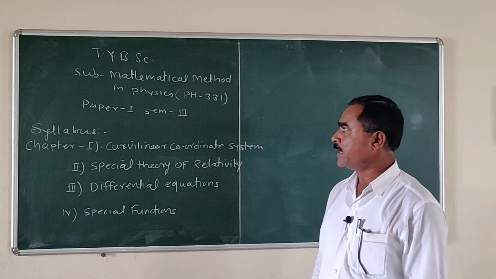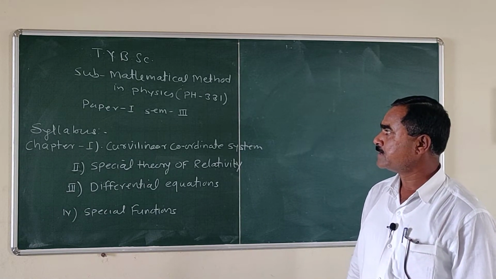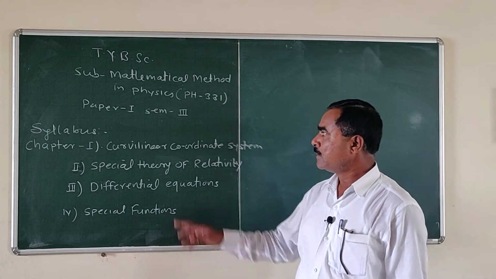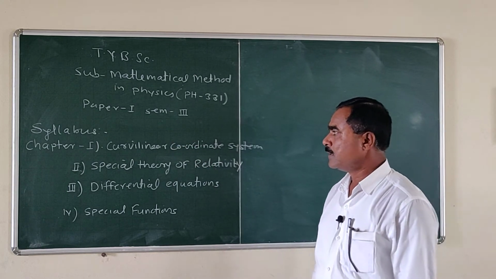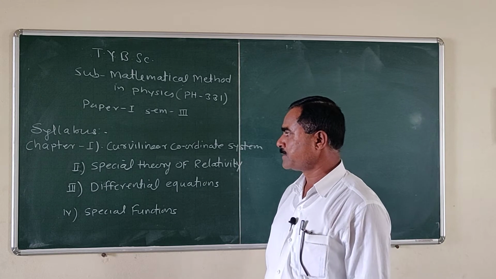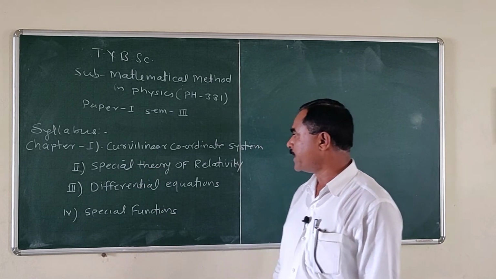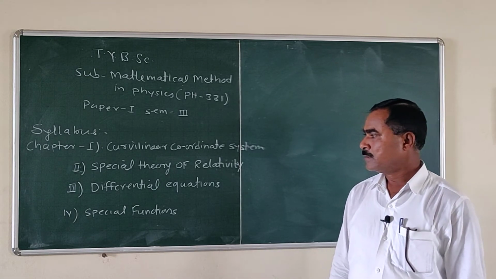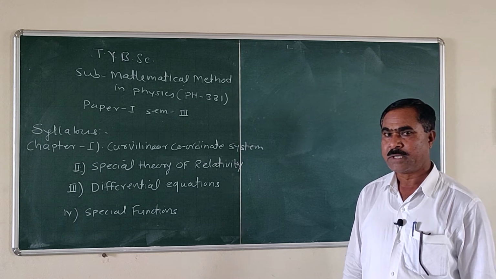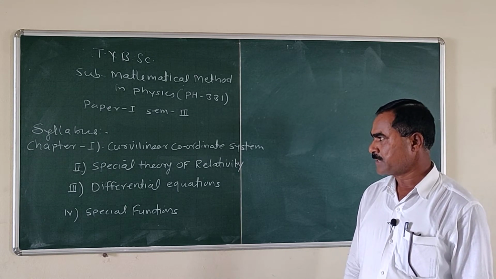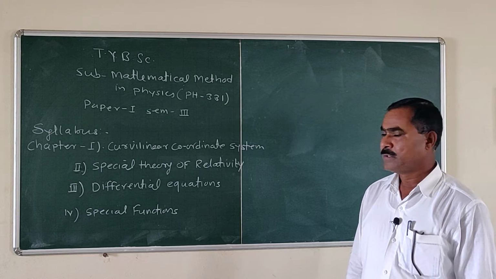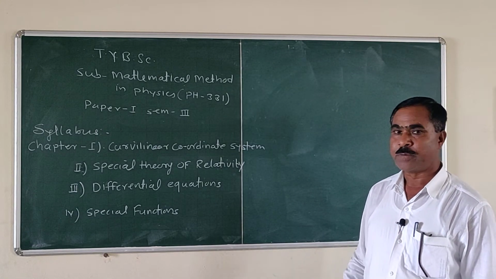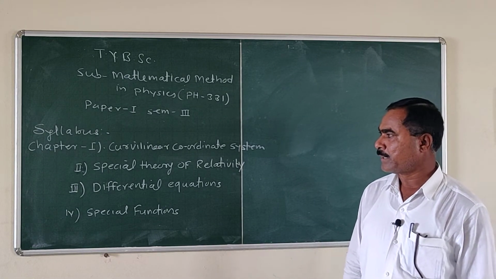Paper first. The name of the paper is Mathematical Methods in Physics. The code of the paper is PH 331, Semester 2nd. The syllabus contains 4 chapters. The first chapter is the coordinate system. Second is special theory of relativity. Third chapter is differential equations, and fourth chapter is special functions. So in this semester, you have to study these 4 chapters, and this is for 40 marks and 10 marks for internal.